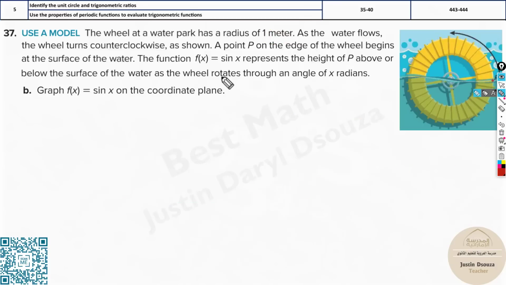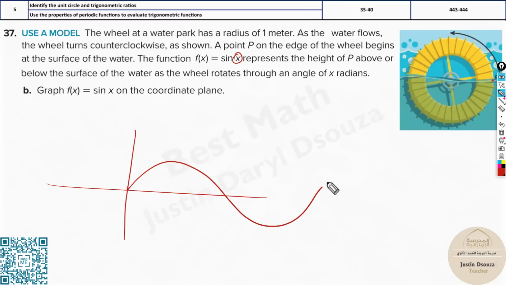Now here we need to graph sine x. If you know the sine function, you can directly start from 0 because it's just x. See, look over here. There is nothing attached to it. There is no pi by 2 or anything towards x. It's only x degrees. So it would be very easy for you to graph. It will be something like that. This will be 0. This is 2 pi over here. This is pi. This is pi by 2. That is 90 degrees, 3 pi by 2, and so on.